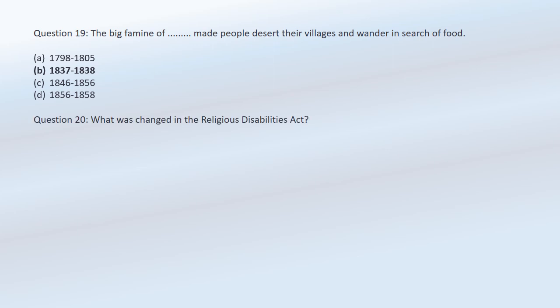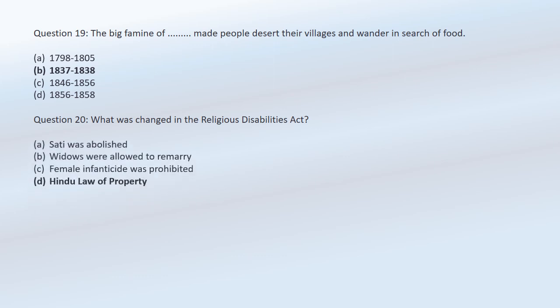Question 20. What was changed in Religious Disabilities Act? A. Sati was abolished. B. Widows were allowed to remarry. C. Female infanticide was prohibited. D. Hindu law of property. Option D is the right answer. In the Religious Disabilities Act, Hindu law of property was changed.